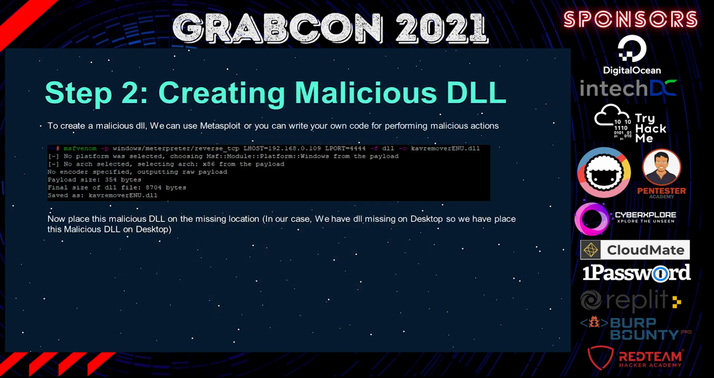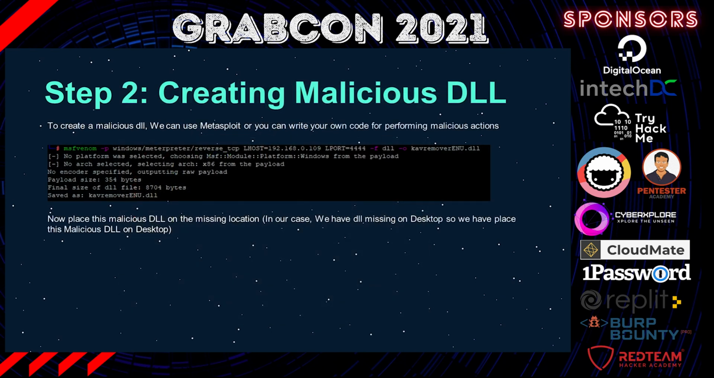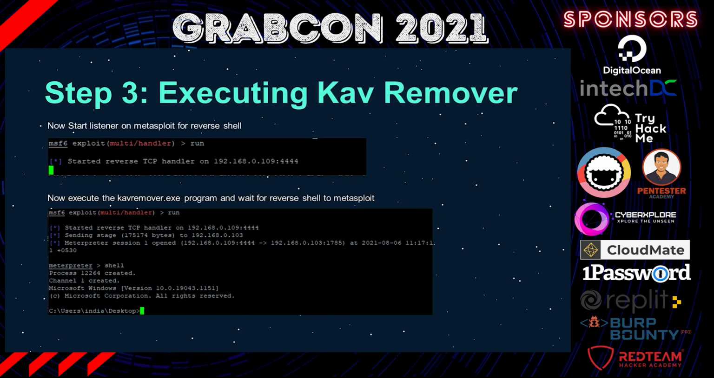So let's see. For an example, what we have done is we have created a reverse shell which has the output name cavremover_enu.dll. Earlier we saw that there is a DLL missing from the desktop named cavremover_enu.dll. So we created this DLL on Kali Linux, and then we just copied that DLL to our Windows operating system. We started our listener on Metasploit, and we run that caveremover.exe program, and we'll wait for the reverse shell, and we'll get a reverse shell.